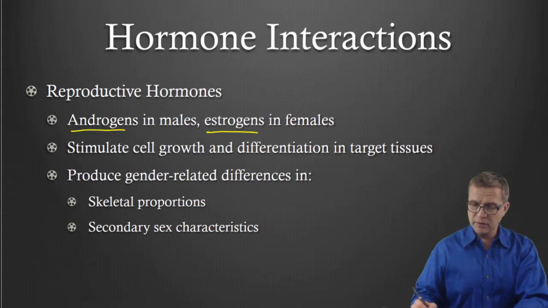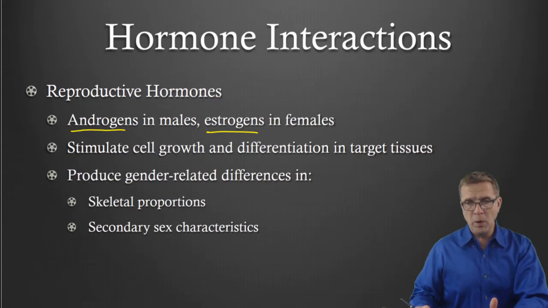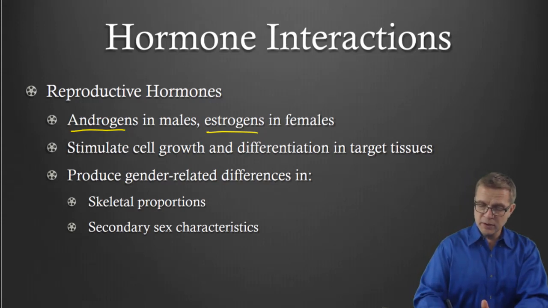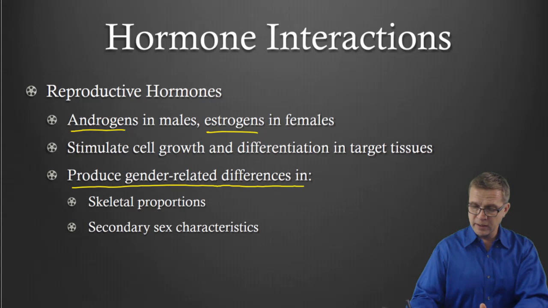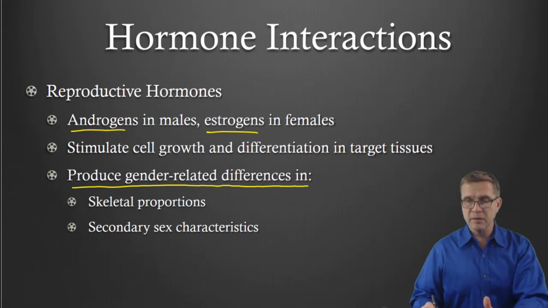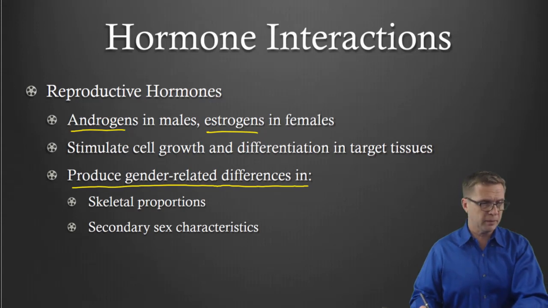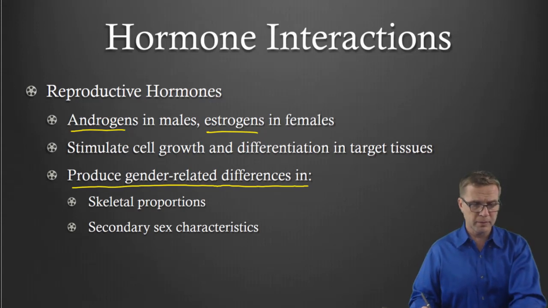And as far as the reproductive hormones, of course, we already know we have androgens in males and estrogens in females. What are they going to do? They're going to stimulate cell growth and differentiation, and specifically, they're going to produce the gender-related differences, such as skeletal proportions. Men tend to be larger, women tend to have a wider pelvis, as well as all the secondary sex characteristics. Women developing breasts, men developing facial hair, a thicker, deeper voice, and so forth.